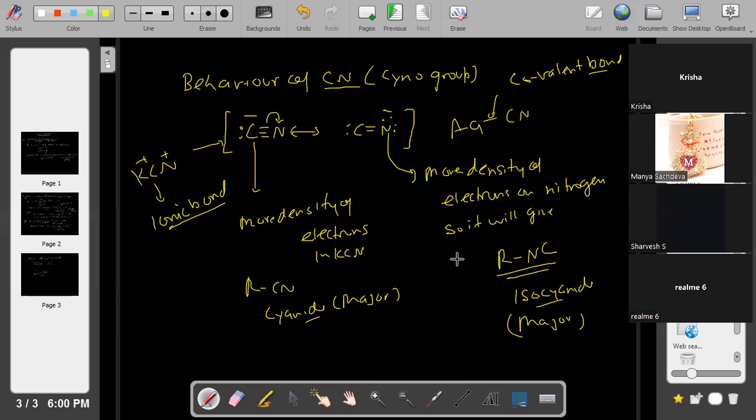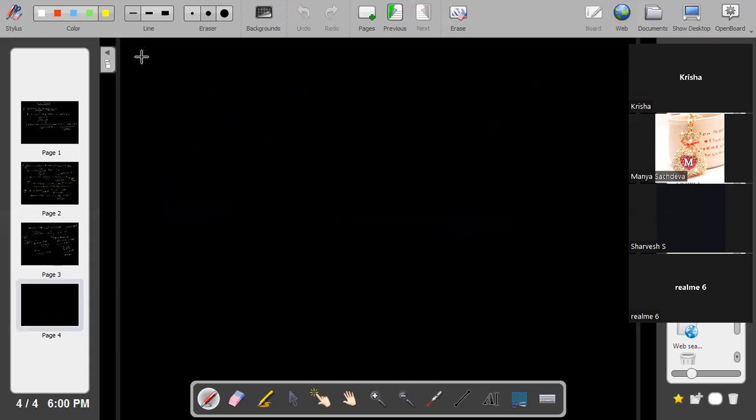Now, substitution of alkyl group by nitrite group, NO2. Next reaction is substitution of nitrite. That is NO2. This is a nitrite.